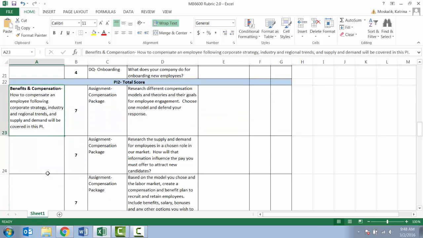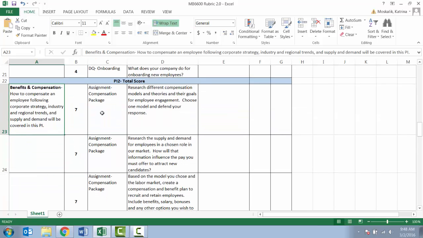The third performance indicator is benefits and compensation. This is one of the most technical aspects of our course. You need to understand corporate strategy, industry and regional trends, and supply and demand to understand compensation. As employees, we normally just care about our salary and the 1 or 2 benefits that were mandatory for our lives and where we were at. The company has to factor in many more factors.